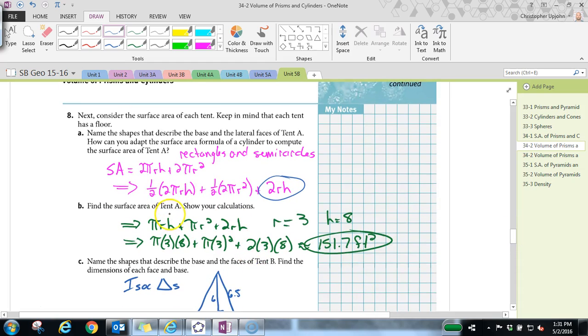Again, this is the rectangle, that's the lateral rectangle. This is the 2 bases. And this is the bottom rectangle. So plug in r and h, we get 151.7 feet squared.